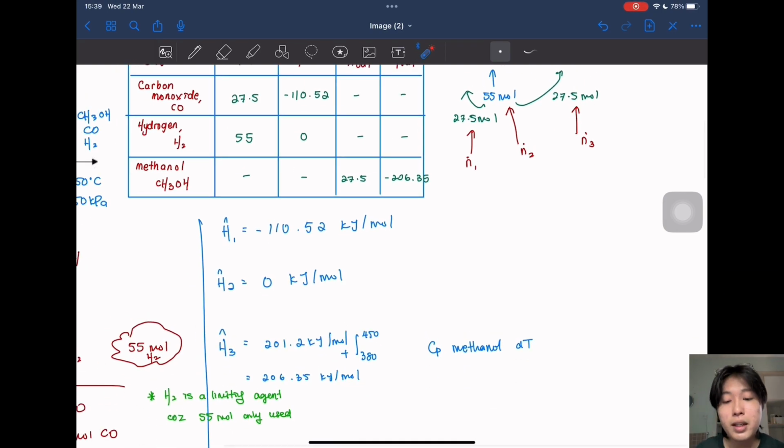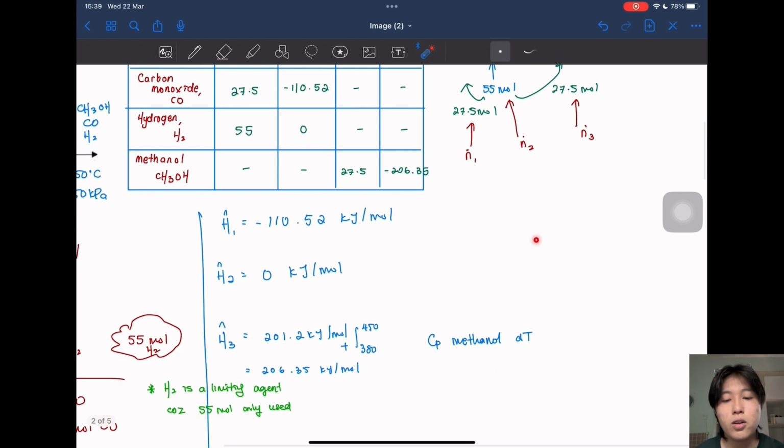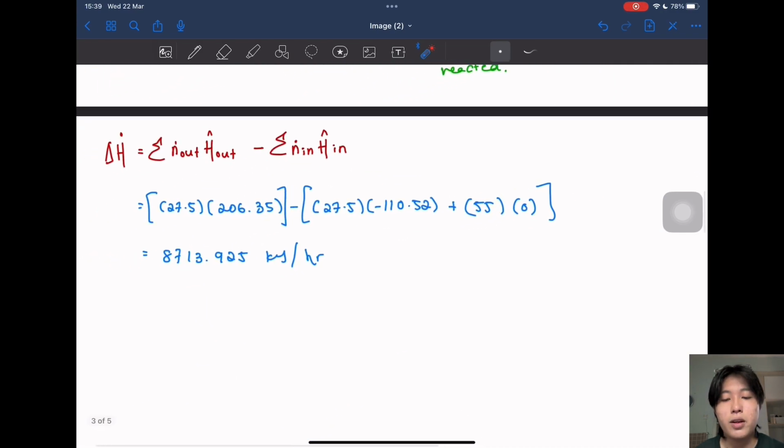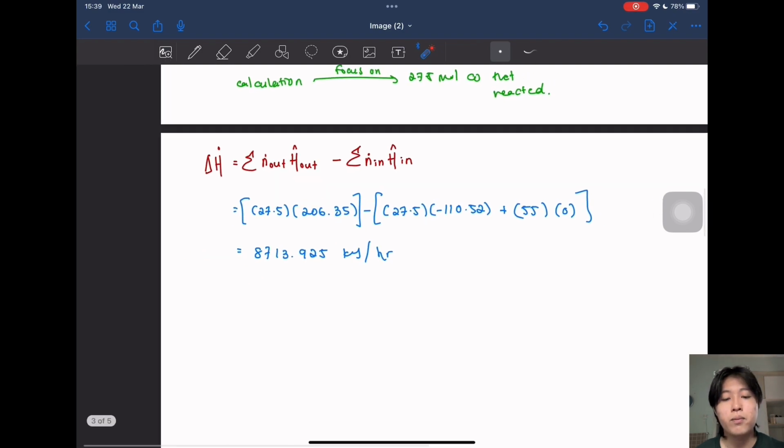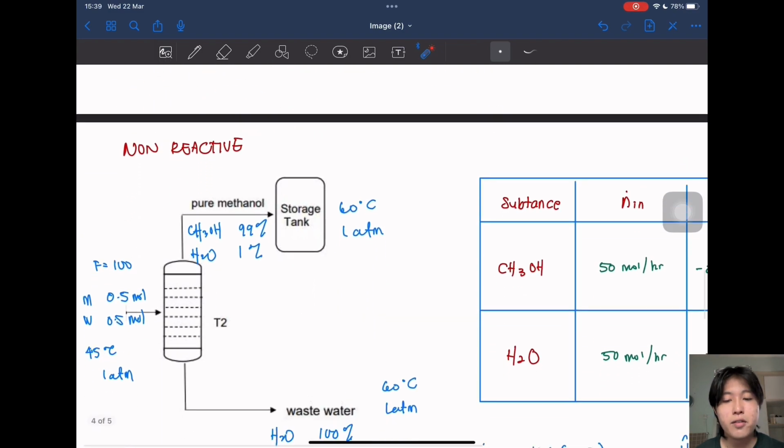So for H1, H2, and H3, we just refer to tables B1 and B2 for the heat capacity, and this is what I got. So we just insert it in this equation. So the answer for this equation is 8,713.925 kilojoules per hour.